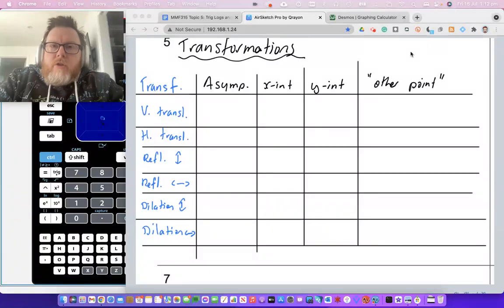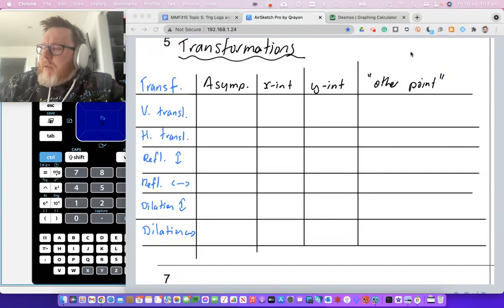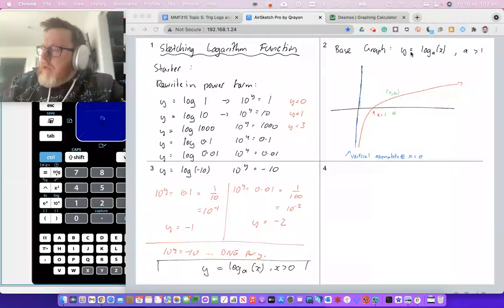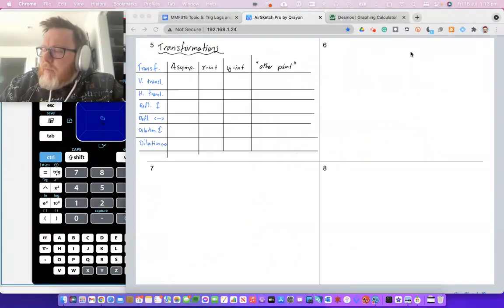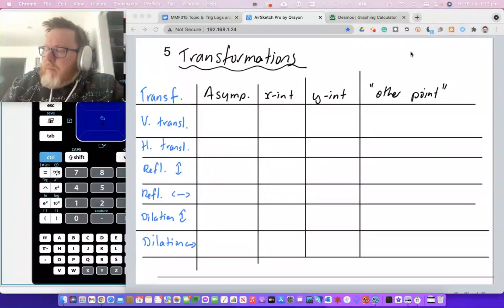So by now we should be used to looking at how transformations affect base graphs. Last lesson we looked at the base graph of a logarithmic function, which looks like this: vertical asymptote at x equals 0 and a slow and steady growth from left to right. Okay, so how do transformations affect the base graph?